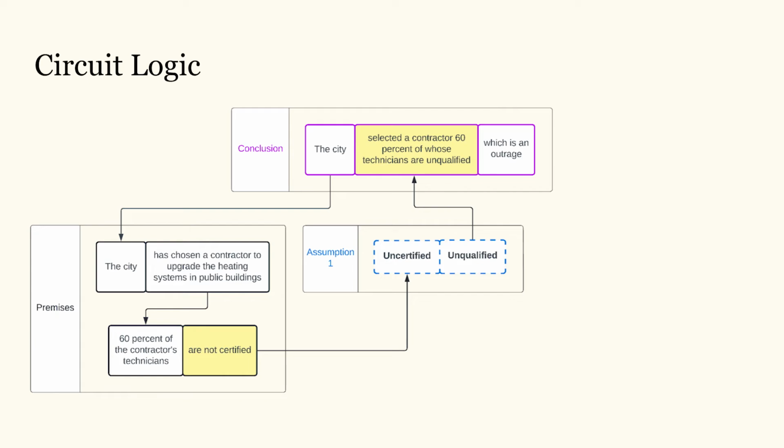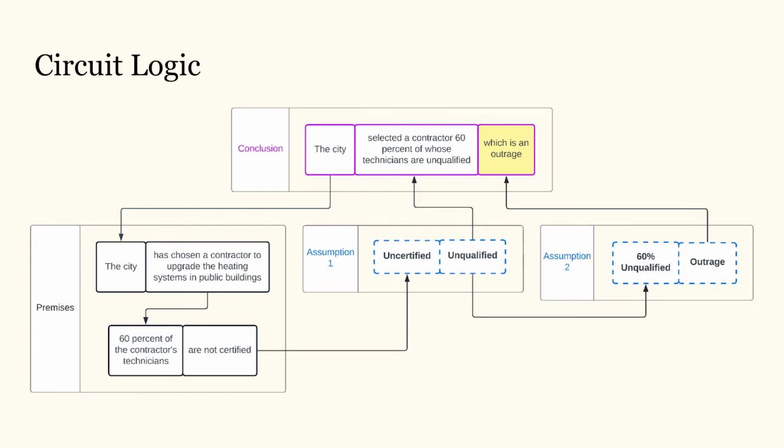But even with that assumption, we still need to connect the last part of the conclusion, the subordinate clause. That gap can be filled with a second assumption connecting the contractor's 60% of unqualified technicians to an outrage. Now that we have a complete circuit connecting all the concepts in the conclusion, our diagram is finished.